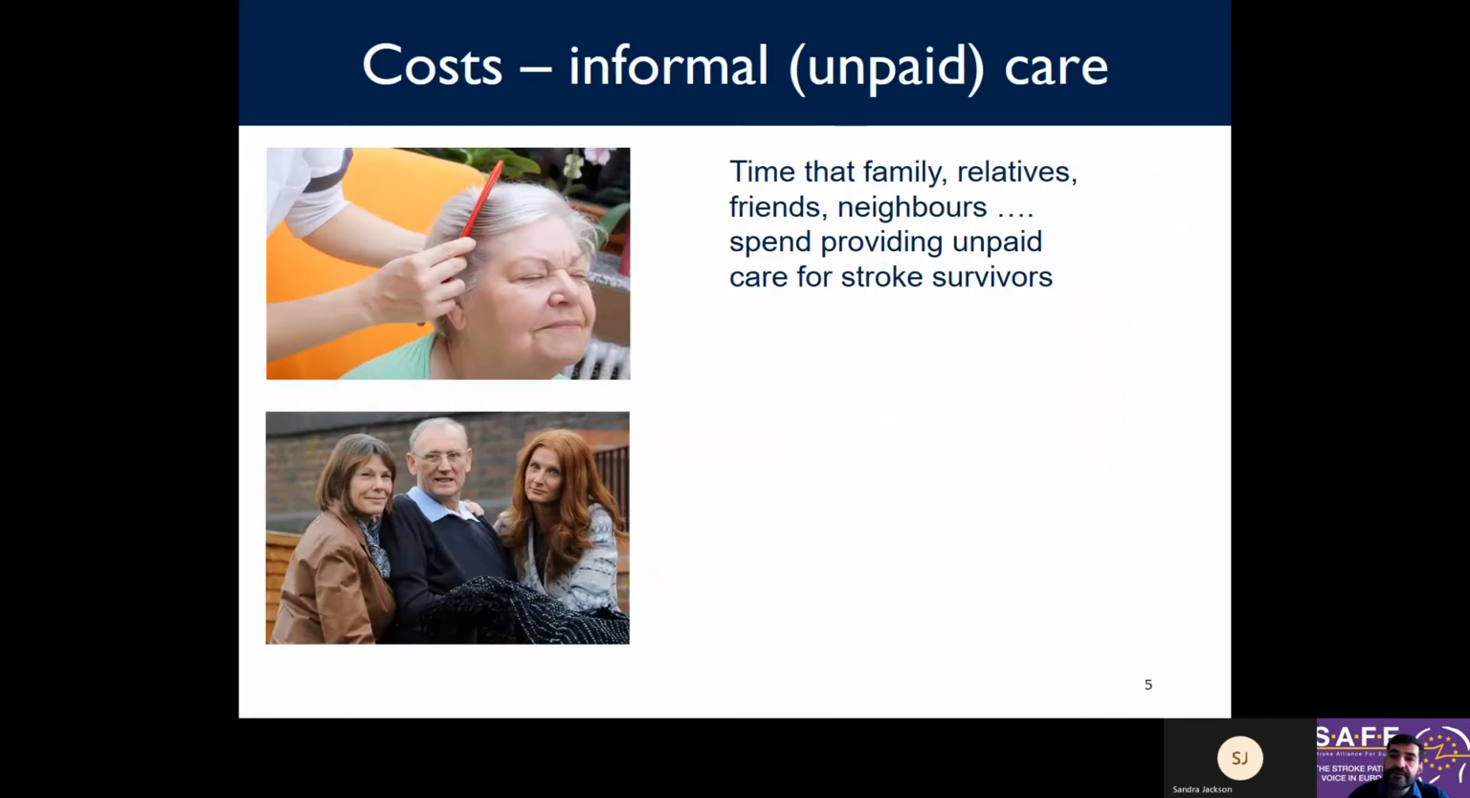Then there's the cost of informal or unpaid care. This is a cost where no money changes hands, so nobody gets paid to care for a stroke patient. It still has an opportunity cost. And this is the time that family, relatives, friends, neighbors, etc. spend providing unpaid care for stroke survivors.